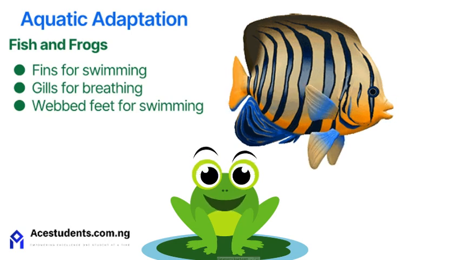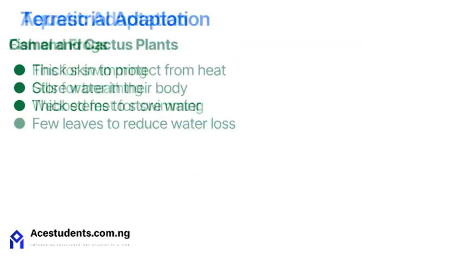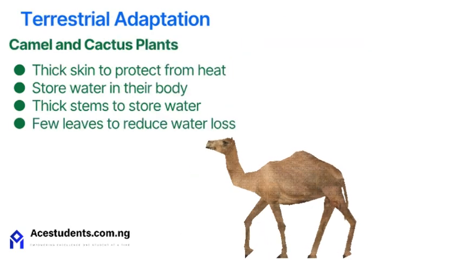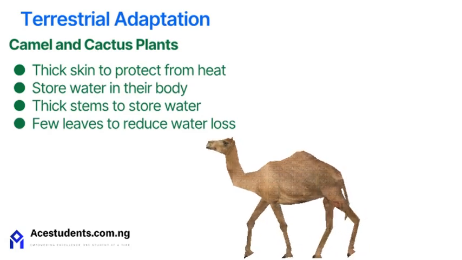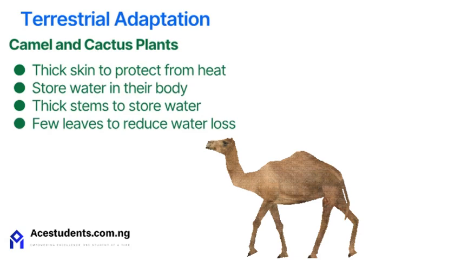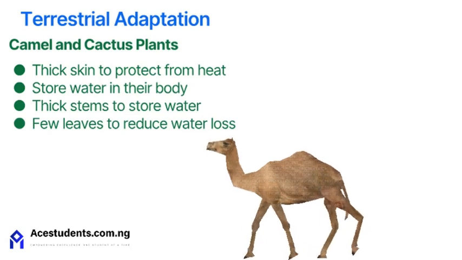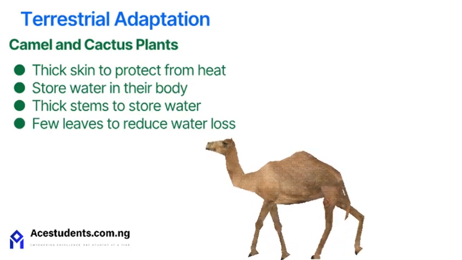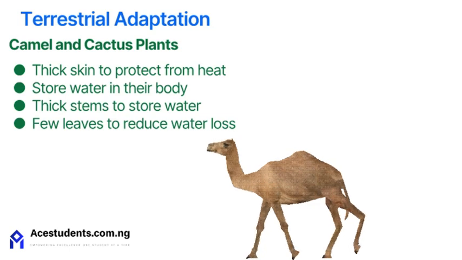Next is the adaptive features of terrestrial animals. Camels live in hot desert habitats. They have thick skin that protects them from the harsh desert sun. Camels also store water in their bodies. This helps them survive long periods without drinking water.